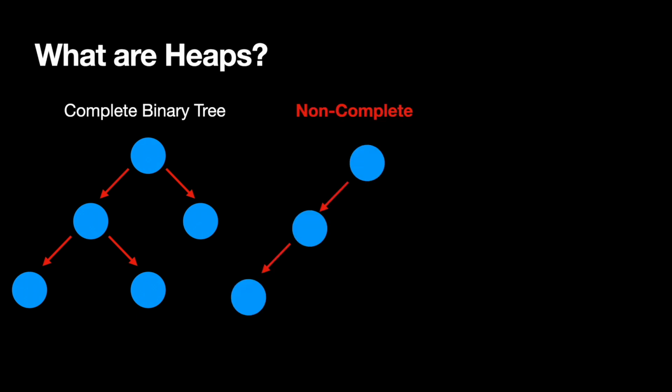Now this is a non-complete binary tree because the second level of the tree isn't complete. And this is a non-complete binary tree because the last level's nodes aren't left aligned.